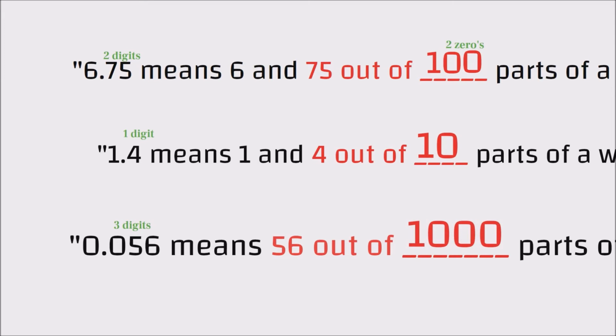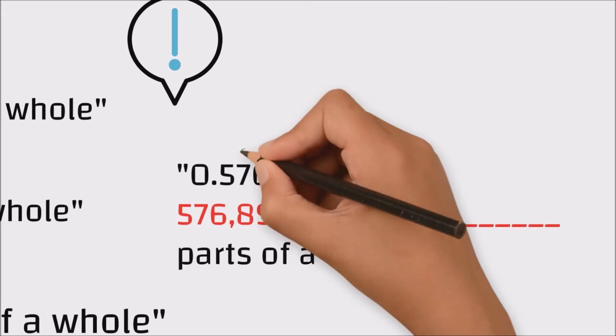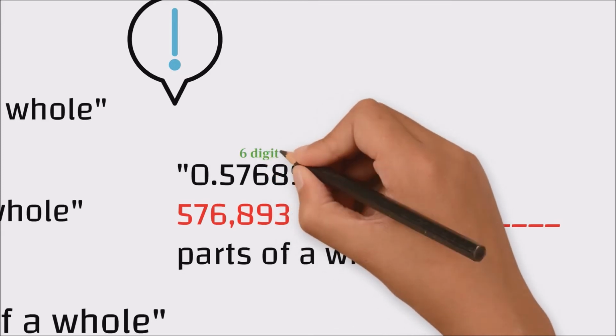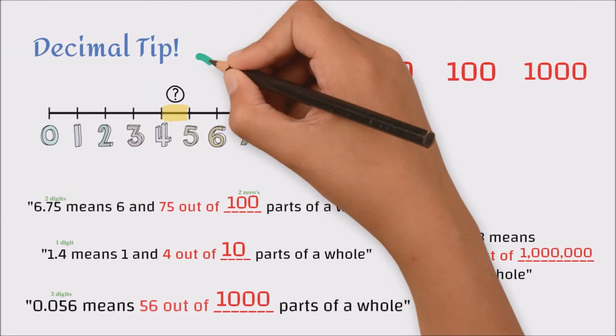And I think you guys are kind of getting the gist, but here's a much bigger example. Say 0.576893. There are 6 decimal digits, so we just add 6 zeros behind the 1 to get 1 million. Whew, okay, glad I got that off my chest, so let's move on.